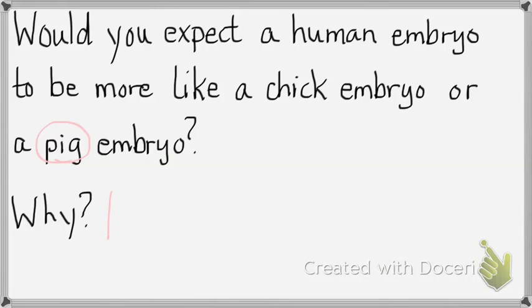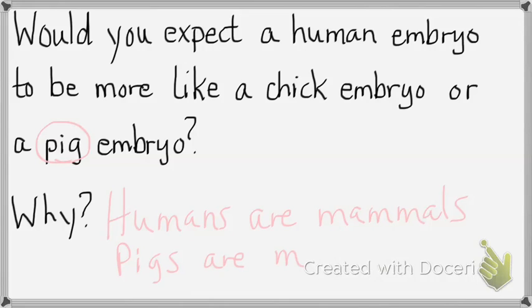Because what are we? Mammals. What are pigs? What are chicks? They're birds. Humans are mammals. Pigs are mammals. Chicks are birds. Here, I'll write that down for you in case you didn't know. Chicks are birds. Yeah, they are birds. So yes, the answer is pig. I like your thinking on that. Very good.